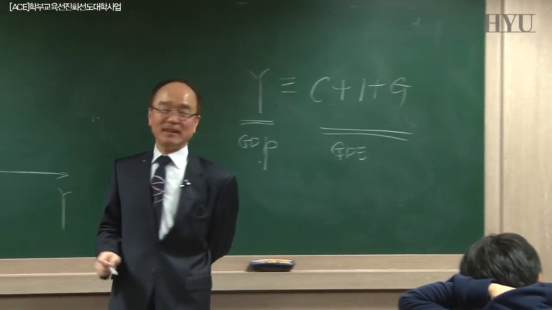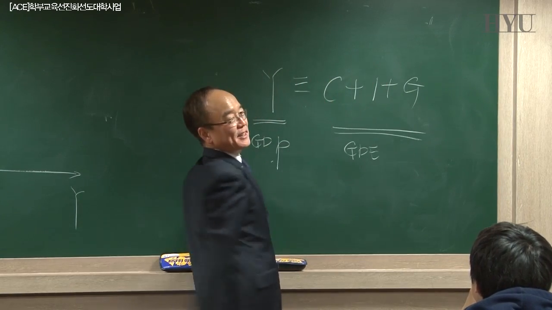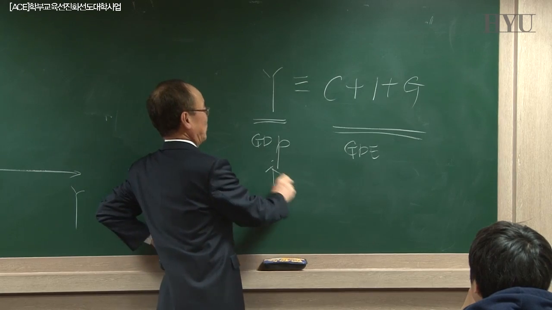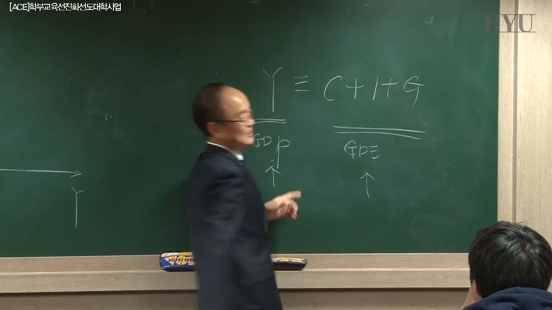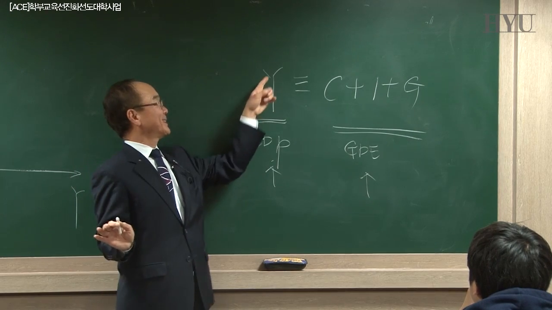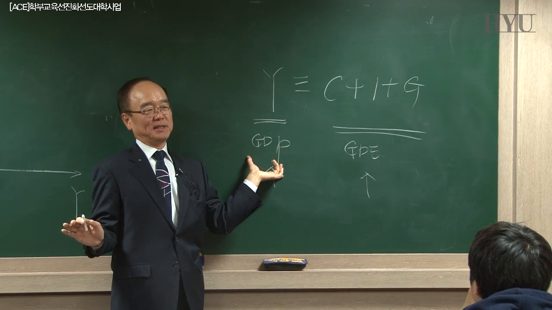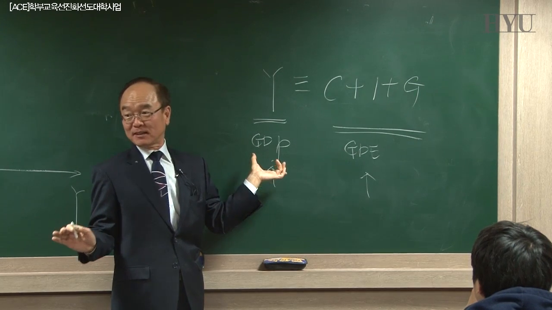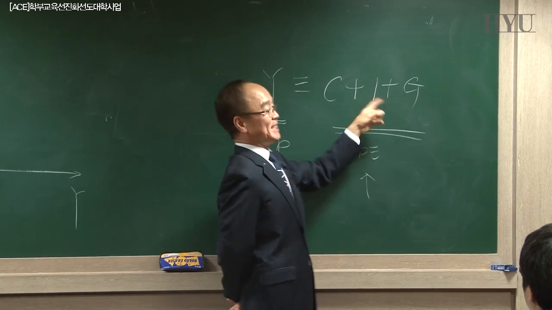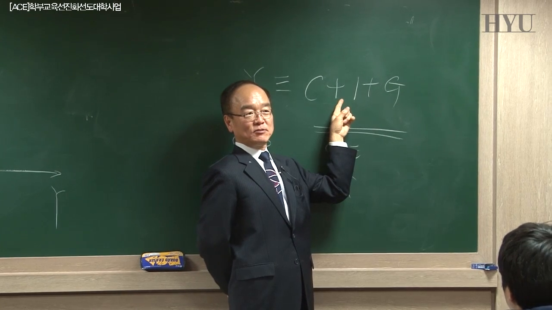So the key point is that, okay, identity, at the end of the day, these should be equal. But the factors which determine these two are a totally different story. What determines GDP? Production capacity, technological or institutional things like that, right? What determines this one, C, I, G? C is your lifestyle, right? I is the interest rate, the investment condition.